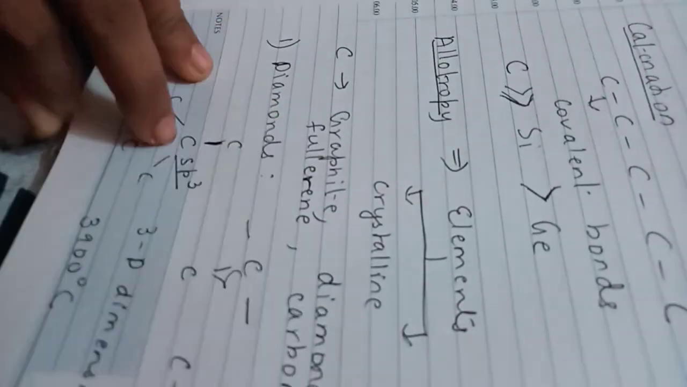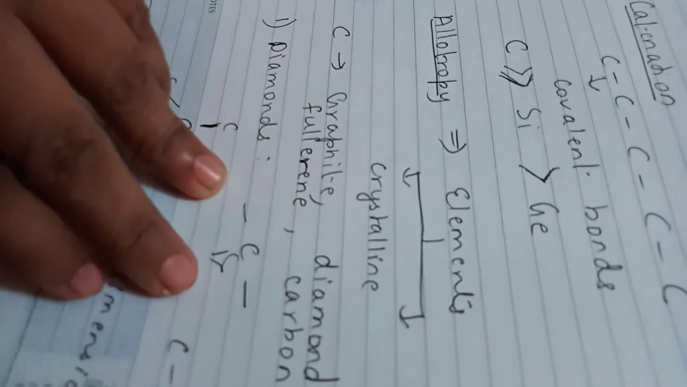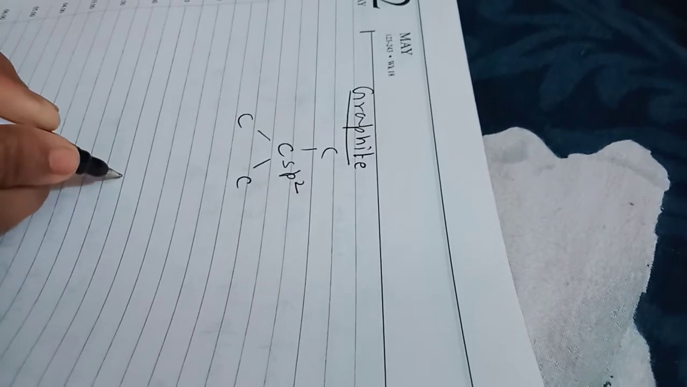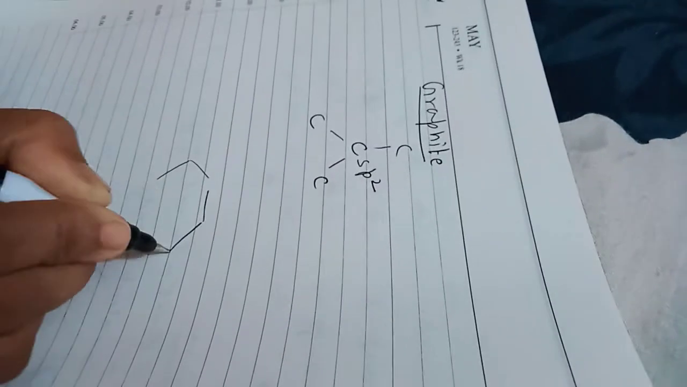Then the next allotrope of carbon is graphite. Look here. In this, each carbon is linked only to 3 neighboring carbon atoms. Each carbon atom is sp2 hybridized. That's it. Students, layers are formed like this. Let me show you what the structure looks like.